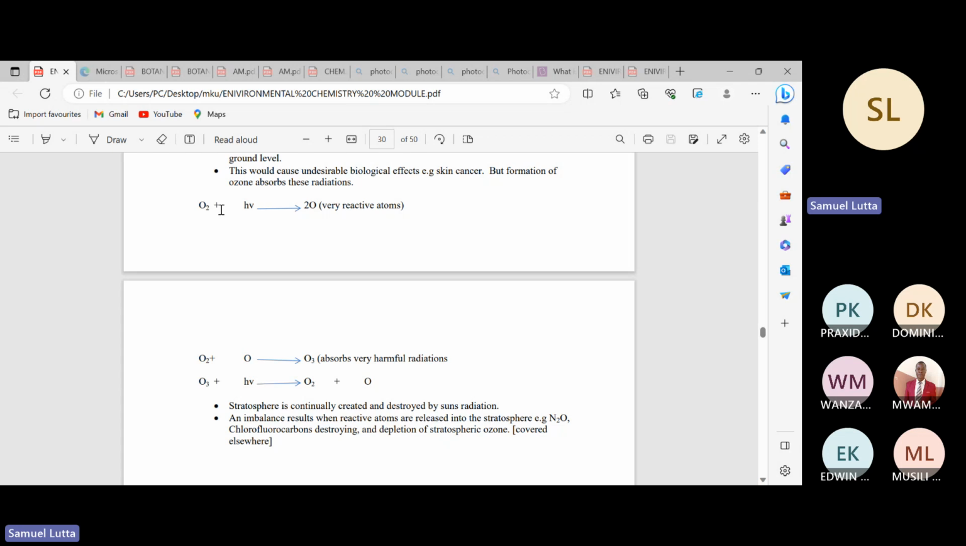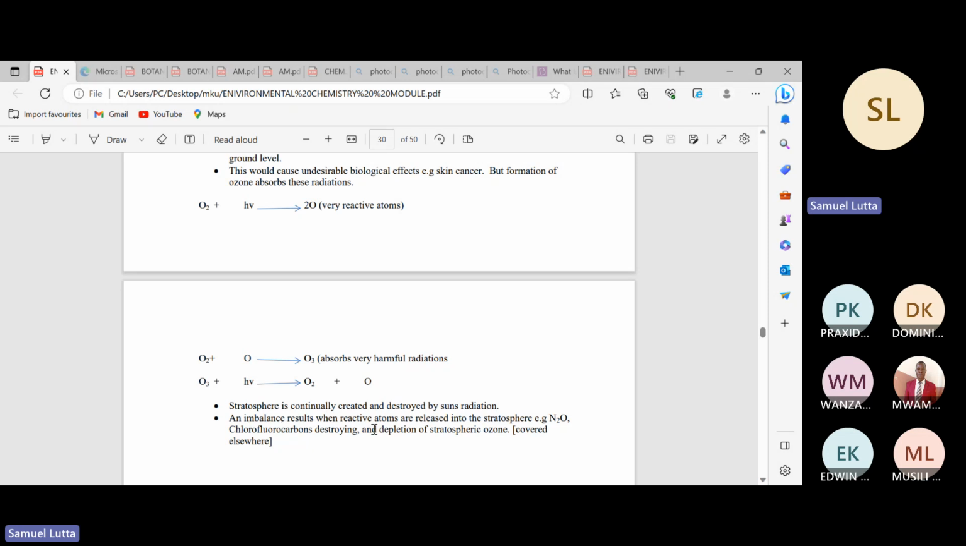So you can see in the presence of UV, we generate atomic oxygen. This atomic oxygen can combine with molecular oxygen to form ozone. So we are generating it here. But again, we can also break it. It can break down to oxygen and atomic oxygen. So it's being formed and destroyed at the same time.